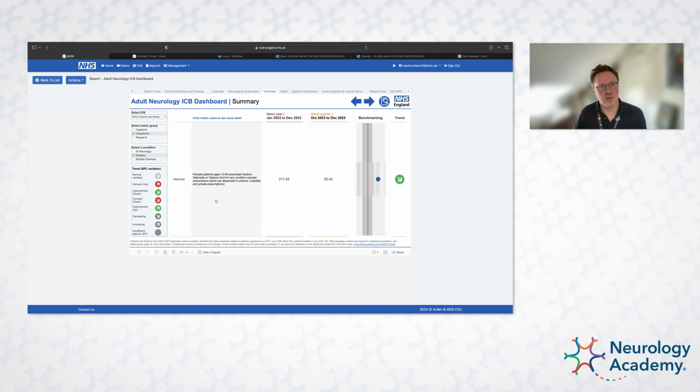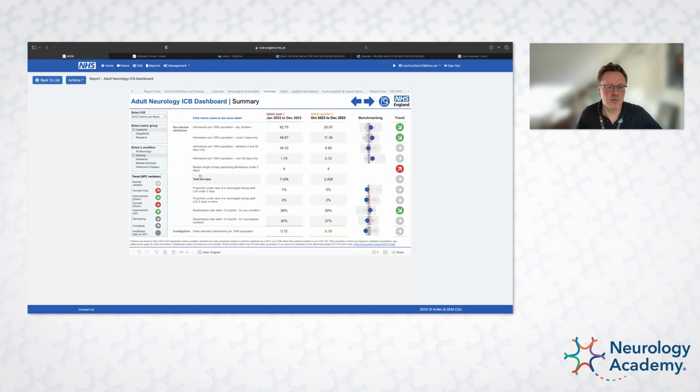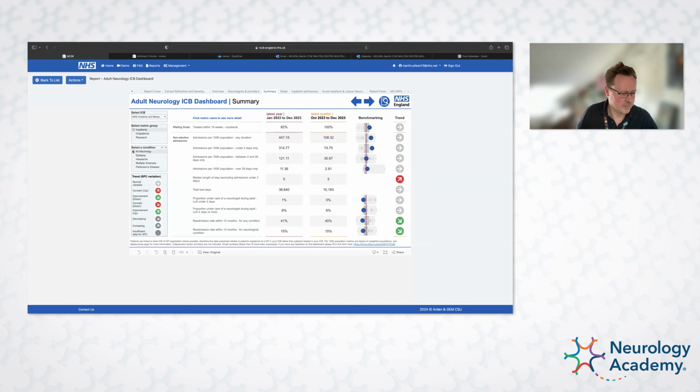Although we look at activity in outpatients, and there's lots of data on that and how quickly people are seen, we don't code it, so we don't know what conditions people have got. So there's a few specific things that we can measure. Here, for example, rates of valproate prescription in women of childbearing age. But for the stuff that's coded to conditions, you get much more for inpatients, because inpatient admissions get coded. So you can look at different metrics there, or just change it to all neurology.